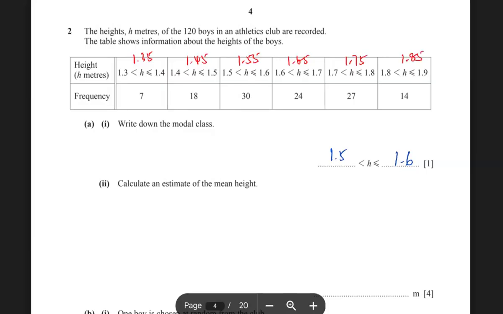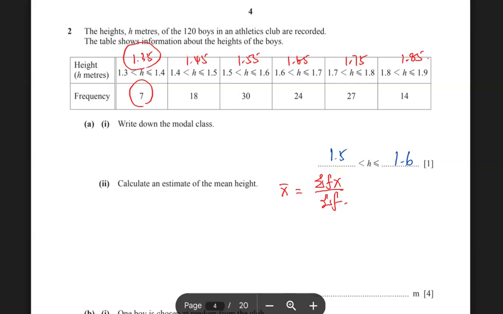Then I'm going to multiply the midpoint with my frequency. Before that, if you have your formula sheet, you can actually refer. Mean is actually the summation of fx over the summation of f. That just means I want to calculate the total of all my data divided by the number of data I have. Okay, that's just what it means.